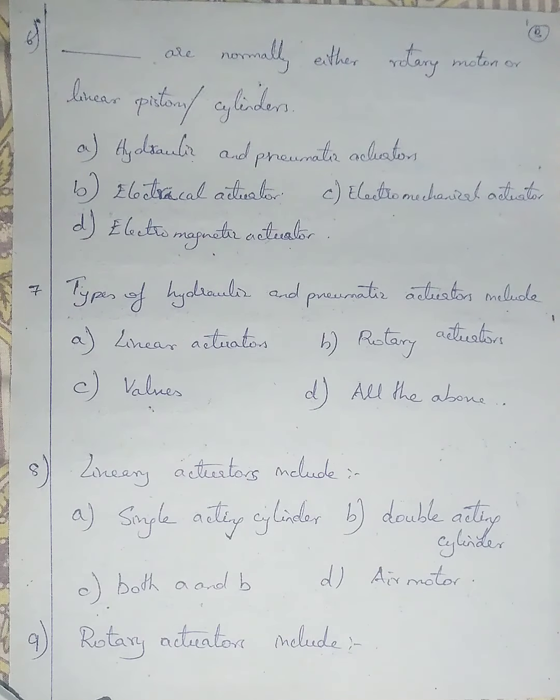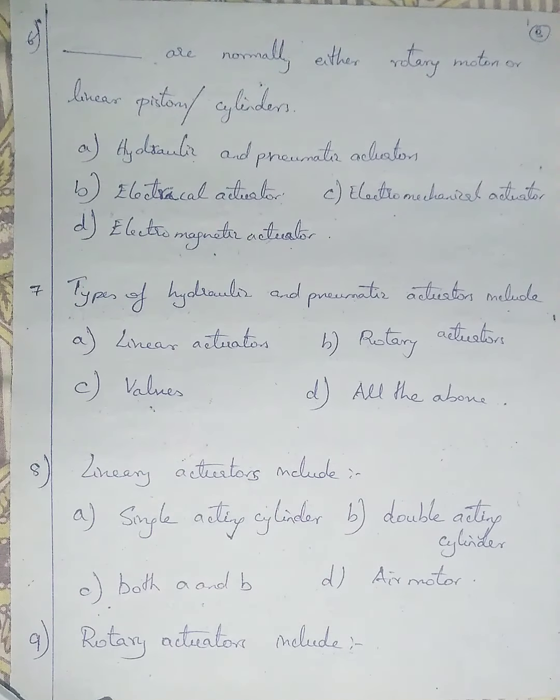Question number 6: dash are normally either rotatory motion motors or linear pistons or cylinders. Option A is hydraulic and pneumatic actuators. Option B is electrical actuators. Option C is electromechanical actuators, and option D is electromagnetic actuators. Among the four, hydraulic and pneumatic actuators are mainly rotatory motors or linear pistons or cylinders, because in an engine we'll be using hydraulic pistons.